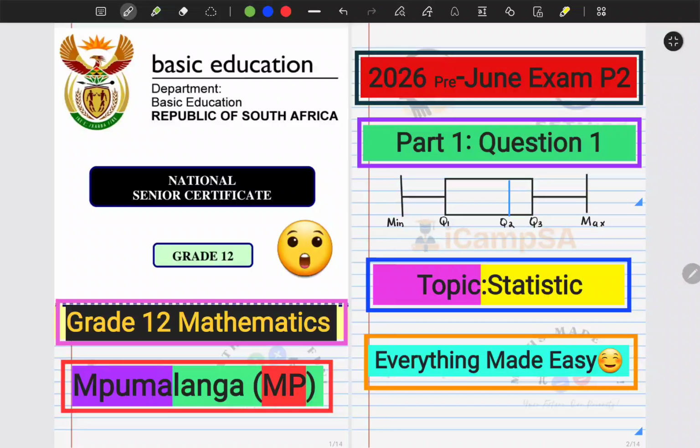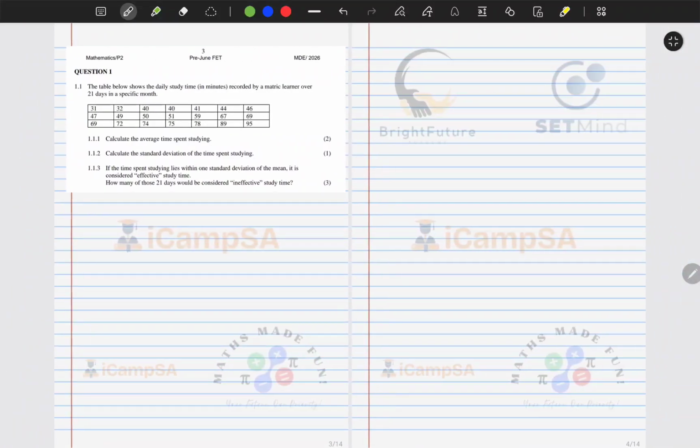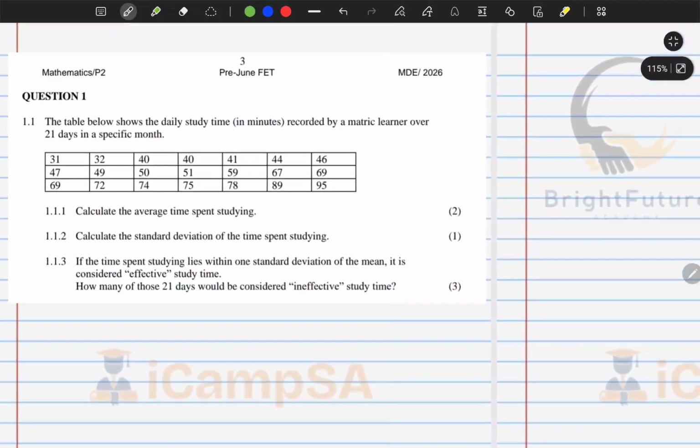Our focus will be the 2026 pre-June exam, and we'll be looking at the one which was written in Mpumalanga. So let's go ahead and have a look.